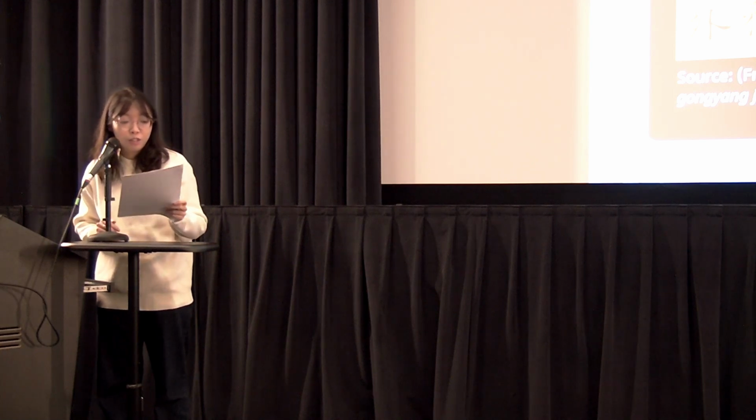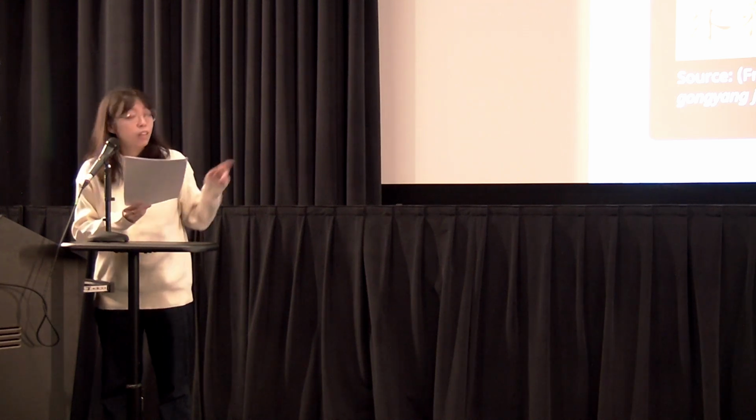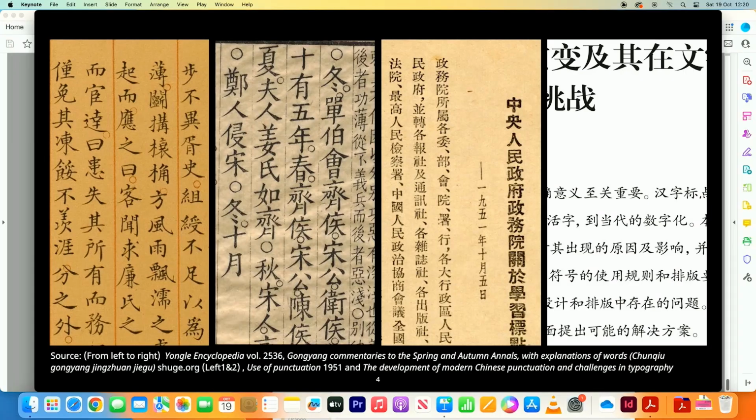Punctuation is essential for reading text and expressing the accurate meaning of a sentence. The Chinese system of punctuation has evolved over a long period of time. It has gone through many technological changes, such as handwriting, woodblock printing, metal type printing, and then eventually digital. During its evolution, some challenges developed in typography.